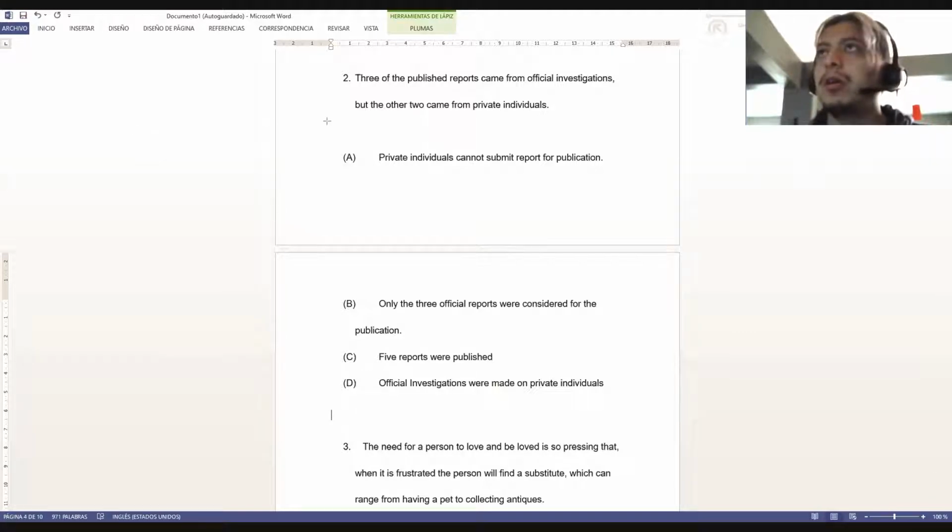The subject. 3 of the published reports. This is the subject. And then the verb would be came. This verb is in the simple past. So this sentence is in the simple past. We do not have an auxiliary. Then the complement should be from official investigations. Yes? But this is a connector. So we have another clause with another subject. The other two published reports, I guess. Yes? And the verb is came. Again, this is in the simple past. And then we have more.